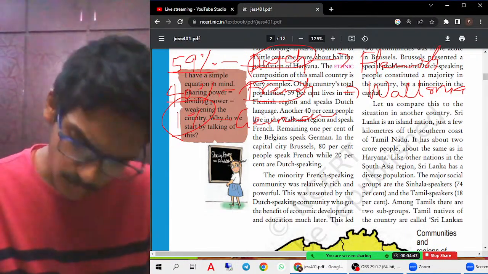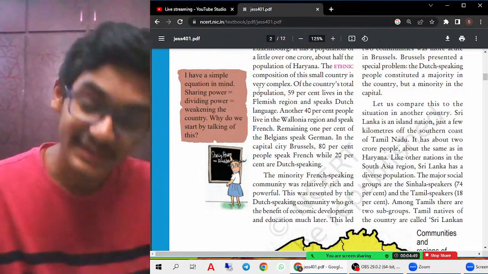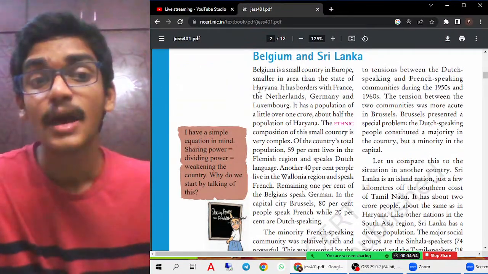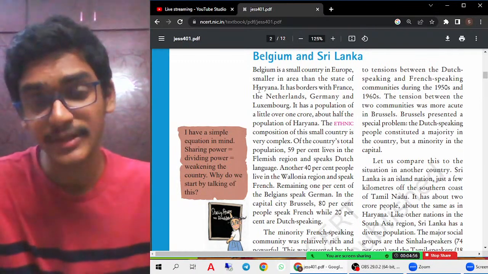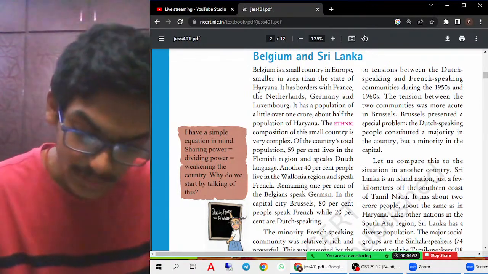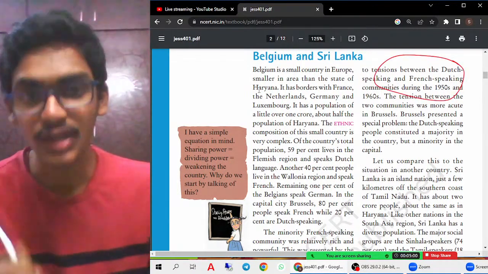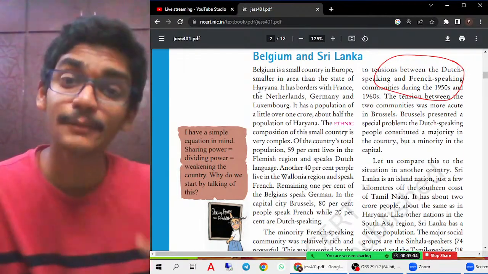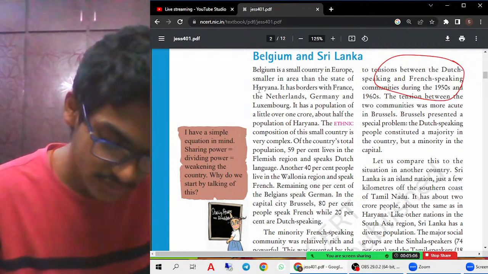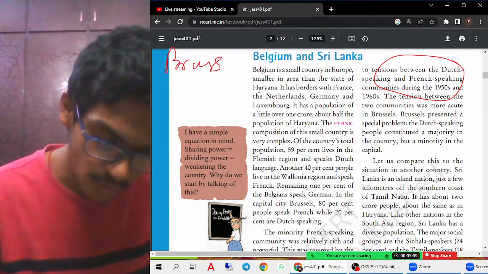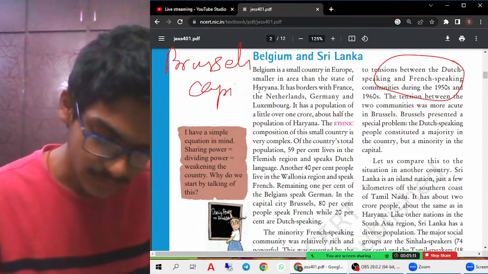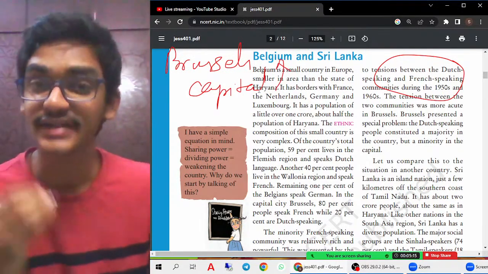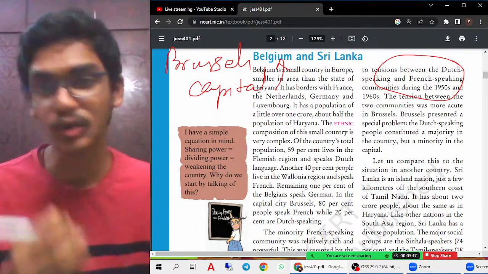So what is the problem between those two communities? Who will rule in the legislative councils, that is, in the parliament and other assemblies? Who will have more power? That is the main problem between the Dutch and the French communities. During that time Brussels was the capital of Belgium. But in Brussels the situation was worse, because in the entire country the Dutch population was larger and the French population was very small.